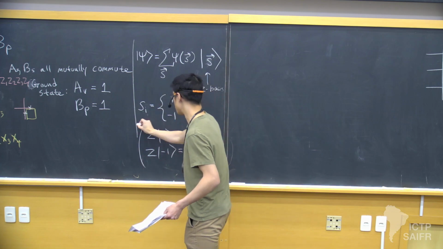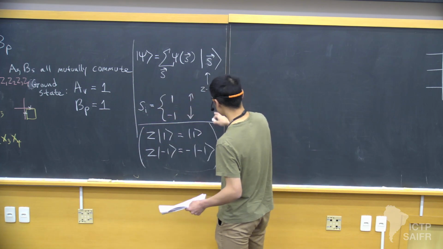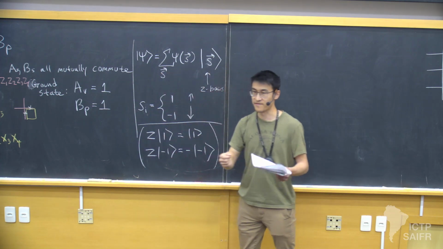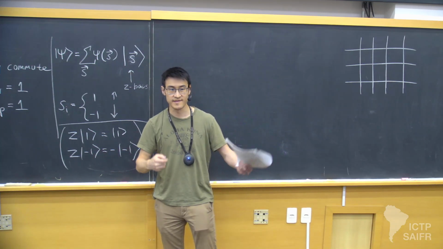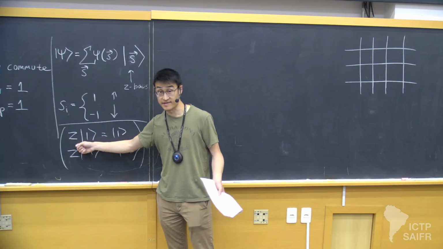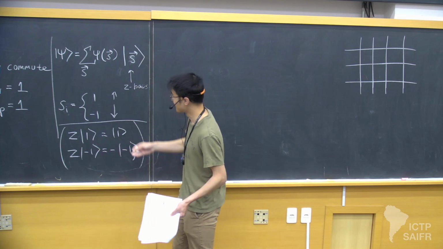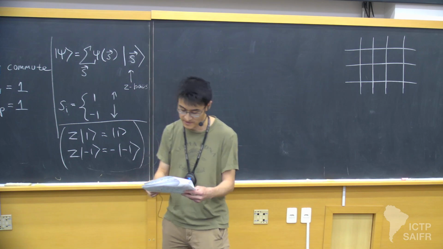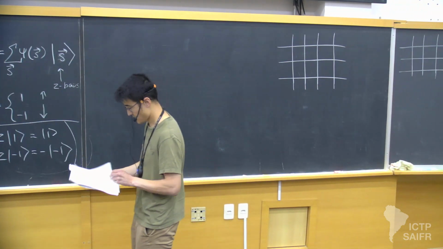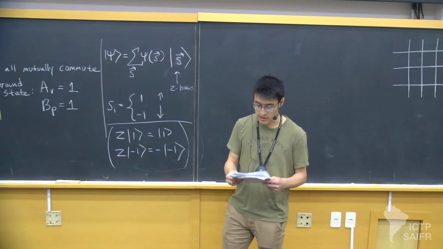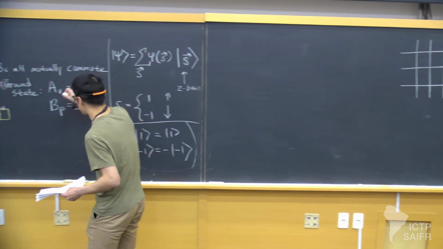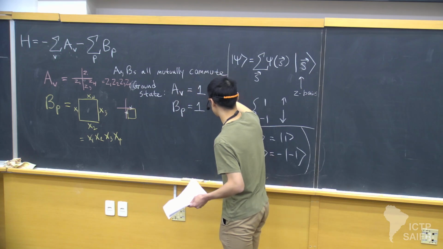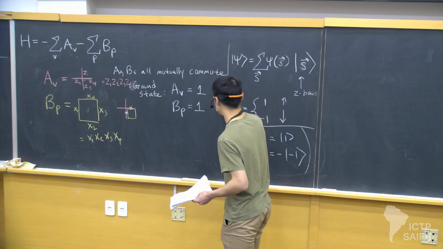Okay? So I'm just expanding the wave function in terms of bit strings, 1s and -1s, and these are eigenstates of the Z operator. This is the most general form of a wave function. I haven't done anything, just saying I'm choosing to work in the Z basis. Okay, so now let's see what these two conditions mean. All the A's are 1, for every V, and all the B's are 1.